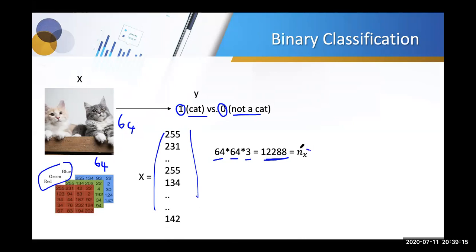12,288. And we call this n sub x, okay? Again, I don't want to emphasize annotations because there is really no time. If we want to go through all the math and all the calculation, it will take us a lot of time. Anyways, so that's a binary classification.